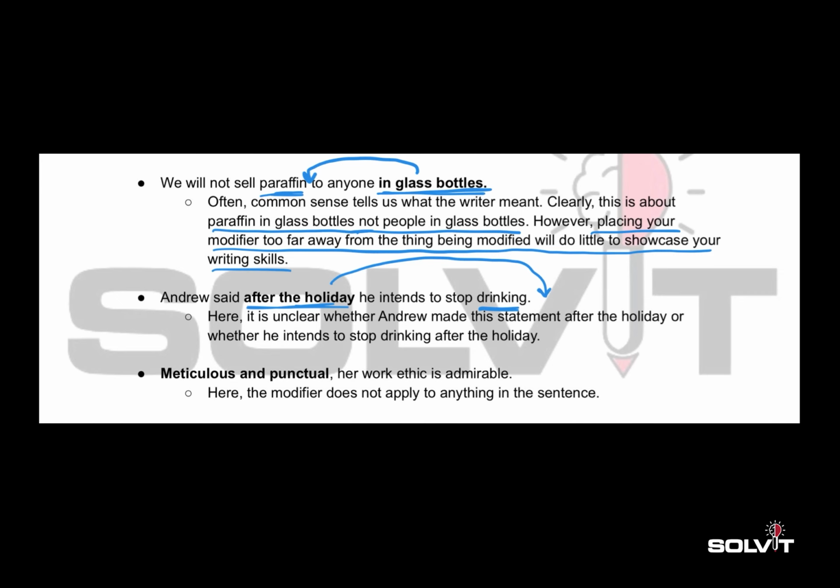Okay, now the third example is meticulous and punctual. Her work ethic is admirable. Meticulous and punctual is our modifier over here because it's altering the meaning of the sentence. Now, meticulous and punctual is kind of useless over here because it's not applying to anything, right? The modifier does not apply to anything in the sentence, so we can actually remove it altogether, right? If we remove it, the remaining sentence will still be a complete sentence. Her work ethic is admirable. That's it, right? We don't even need this meticulous and punctual because, again, it's not applying to anything and it's just making your sentence incorrect.